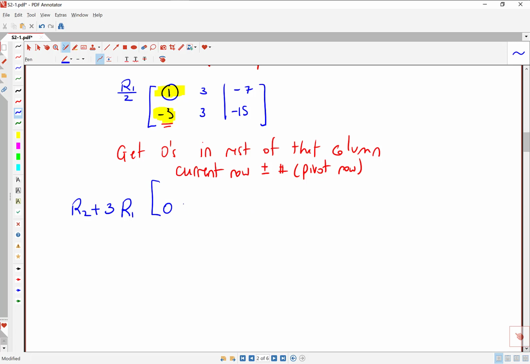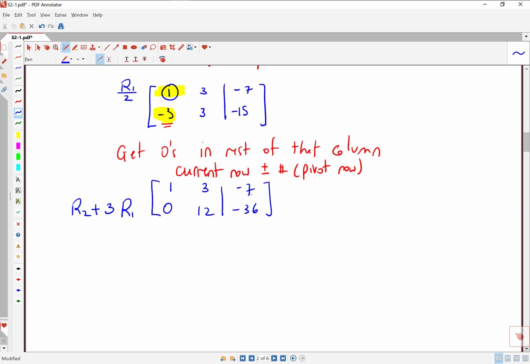Okay, so for the bottom row, let's apply this operation of row 2 plus 3 row 1 all the way across. So we'd have -3 plus 3 is 0. We'd have 3 plus 3 times 3 is 12. And then on the right side, we'd have -15 plus 3 times -7 is -36. So that's our bottom row. So at this point, we've cleaned up the first column. We've done this pattern of getting a 1 and then getting zeros in the rest of that column.